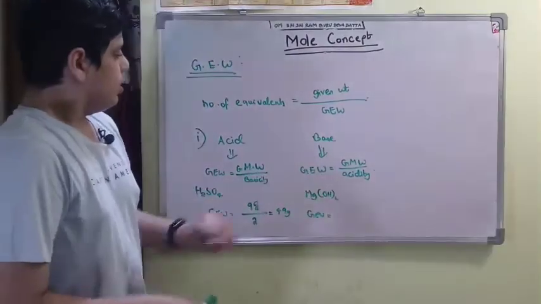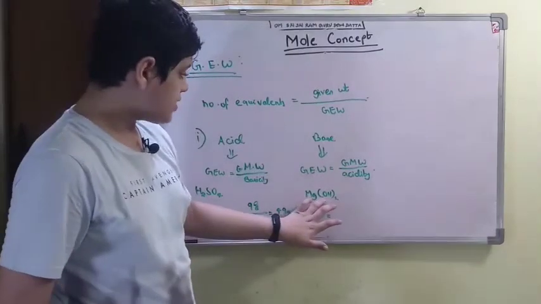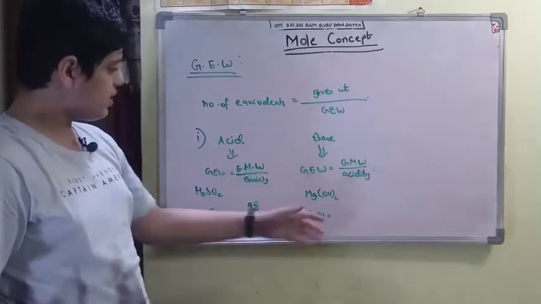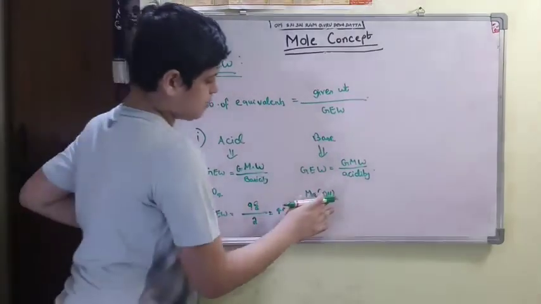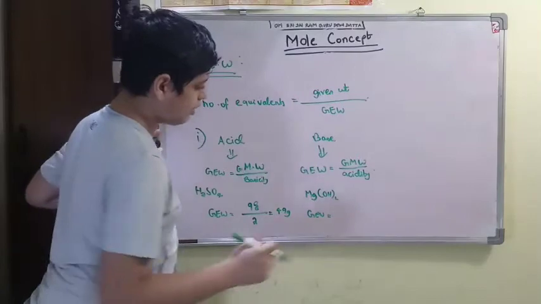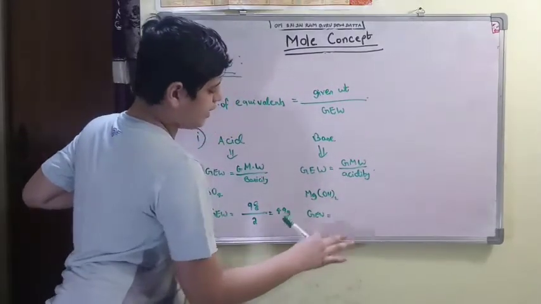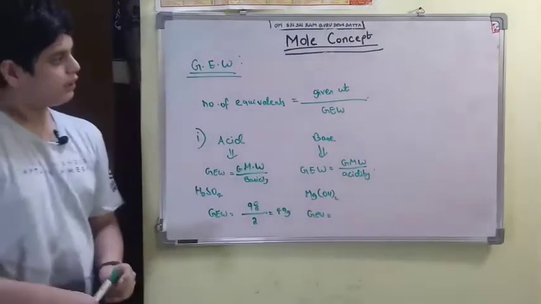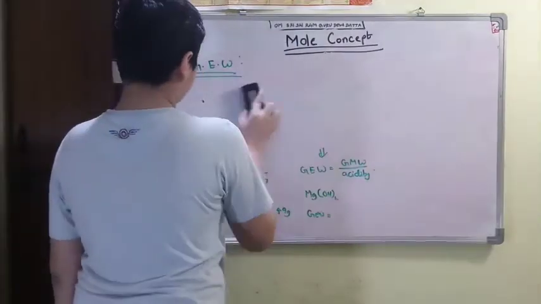Here, acidity is nothing but the number of replaceable OH ions or OH atoms in a base. So this will be the gram molecular weight of Mg(OH)2 divided by 2. Okay, so this is the concept of gram equivalent weight.